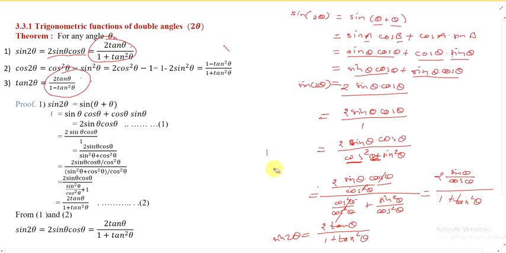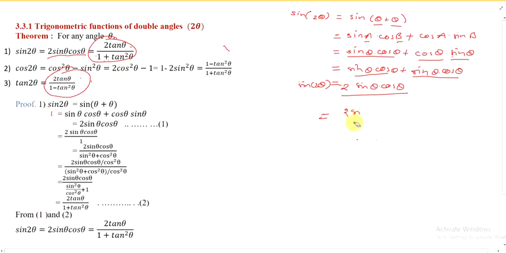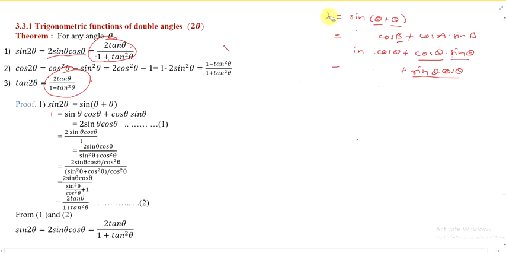So remember this one, okay, and try to prove it two or three times independently, then you will surely understand it, and after that you will have no problem remembering this one, isn't it? So try to prove this one. Now let us see the another result, that is cos of 2 theta.